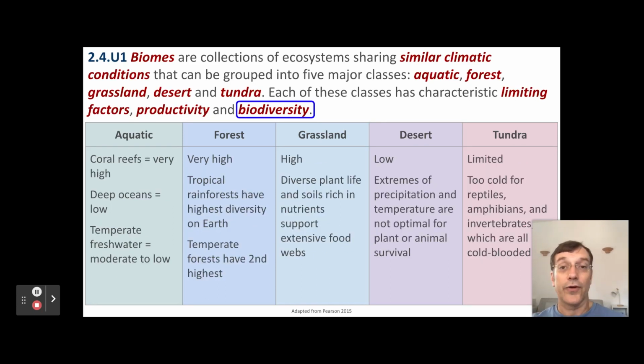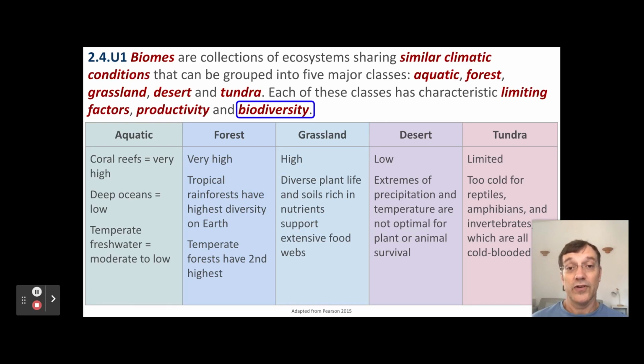The third way you might be asked to compare and contrast the different biomes is through their biodiversity levels. And you'll see this is connected to the productivity of these different biomes. So coral reefs, high productivity, high biodiversity. Deep oceans, low productivity, low biodiversity. And your temperate freshwater biomes, because you have moderate degrees of productivity, you also have moderate levels of biodiversity.